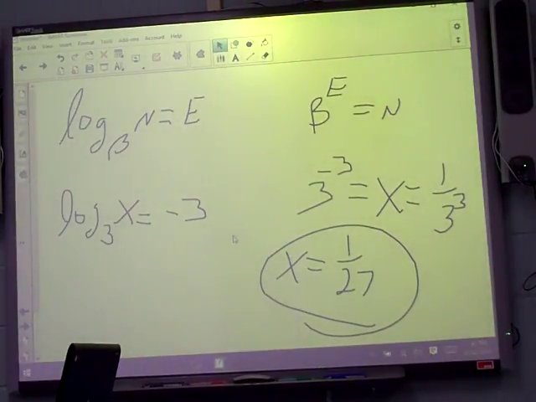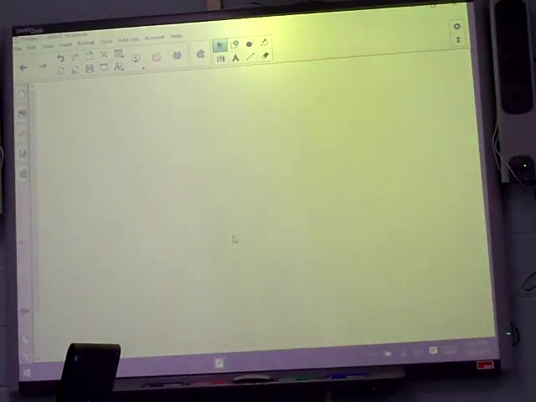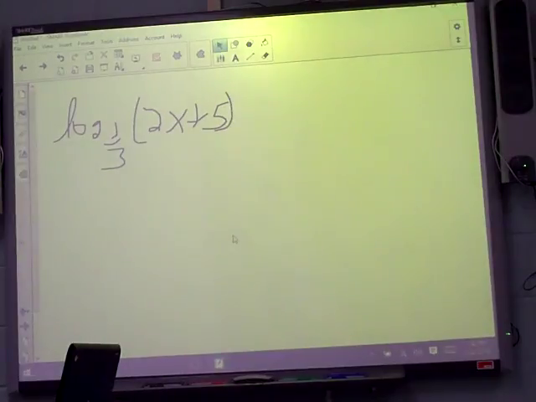All right, this one says log base 1/3 of 2x plus 5 is equal to 2. Okay, so my first question is, am I in logarithmic form or am I in exponential form? Even though all the stuff hasn't showed up, it's still log form because it's got log written. So we're going to rewrite it into exponential form.